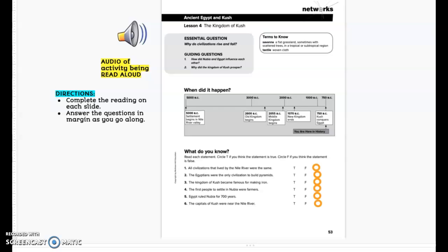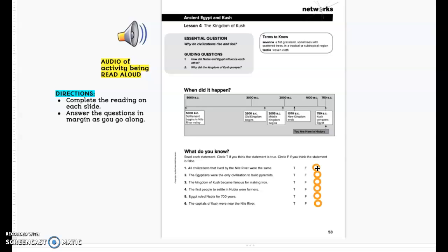What do you know? Read each statement, and you're going to drag the orange circle over whether you think it's true or false. So for number 1, all civilizations that lived by the Nile River were the same. Circle true or false. Number 2, the Egyptians were the only civilizations to build pyramids. True or false?